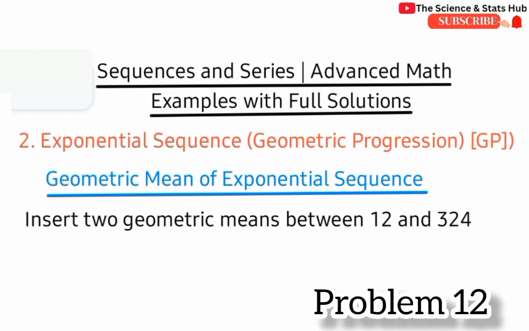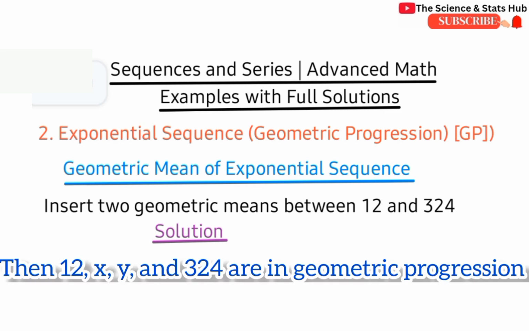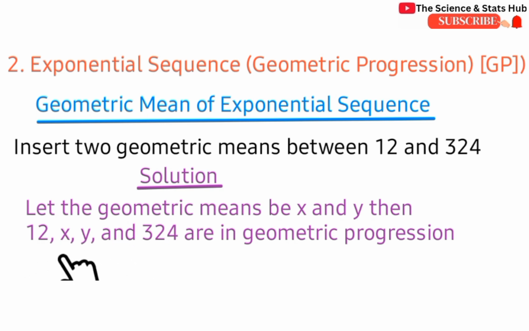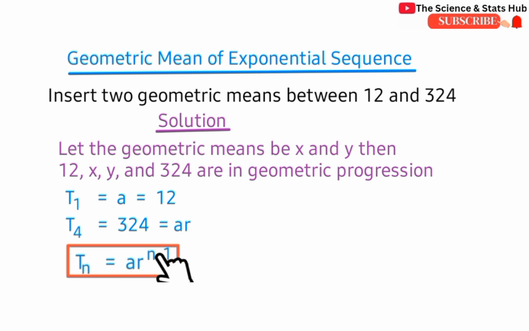Let's look ahead to find the geometric mean of an exponential sequence. Insert two geometric means between 12 and 324. Let the geometric means be x and y. Then 12, x, y, and 324 are in geometric progression. Looking at this sequence, we could see that 12 is the first term, designated by T1 or a. 324 is the fourth term. Applying our usual formula, T4 will be equal to ar raised to power n, 4 minus 1, equals 324.